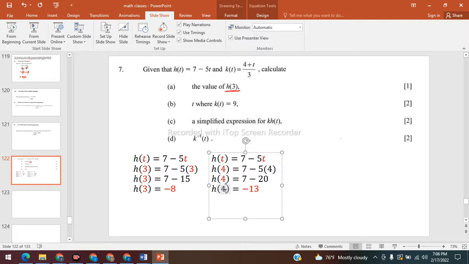Negative 13. h of 4 is equal to negative 13. Did anyone else get that? Negative 13, that's good. So we know that h of 4 is negative 13, and h of 3 is negative 8.